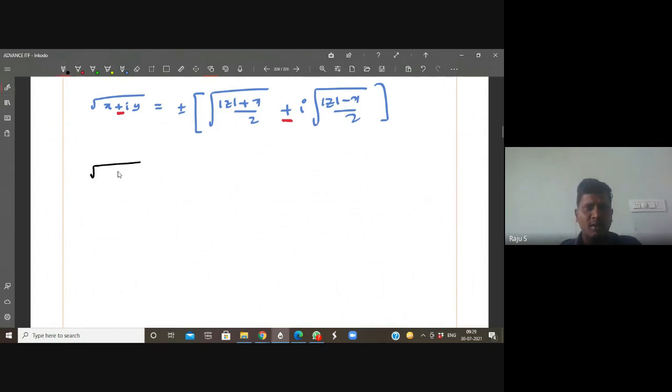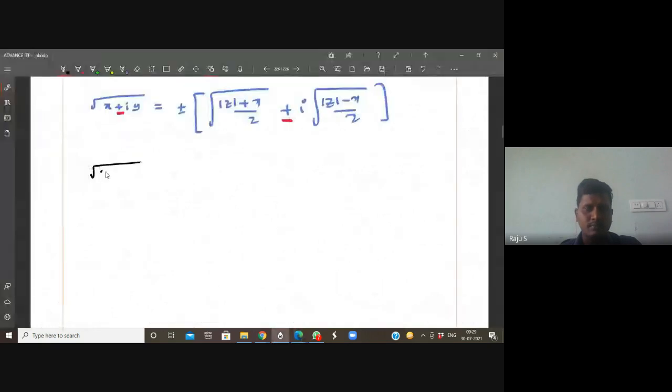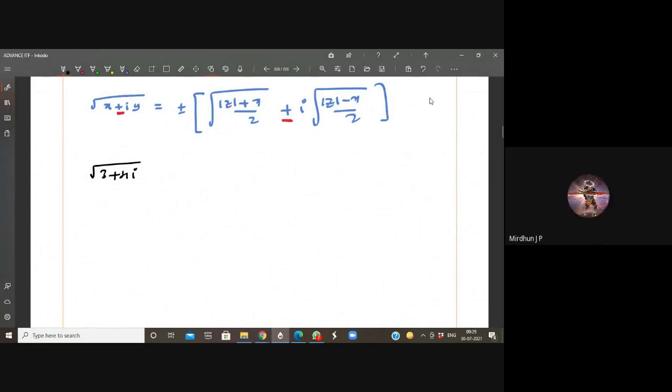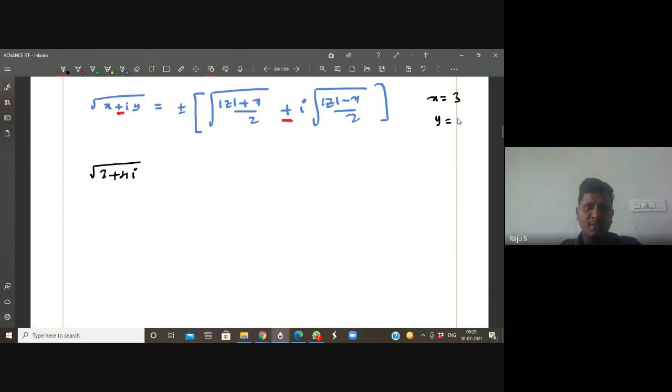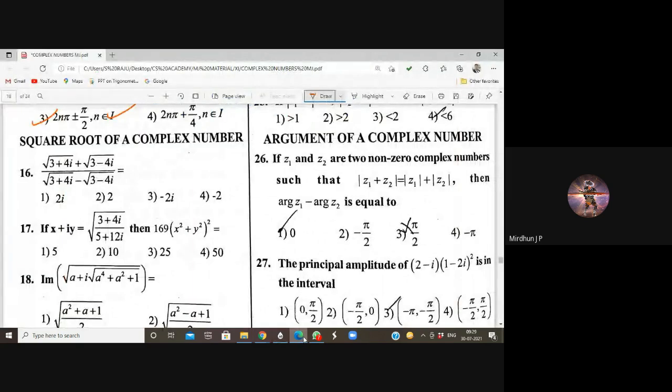Now I'm going to find the question, what is 3 plus 4 iota. What is the x value? What is the y value over here? Simplify the equation. It's in the form of a plus b by a minus b. Componendo and dividendo, we can make it as a by b, after a by b it will be more simpler.